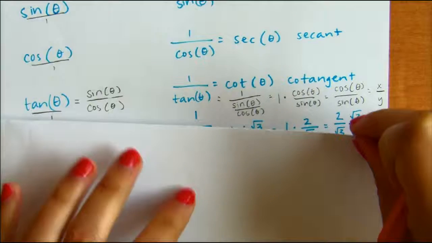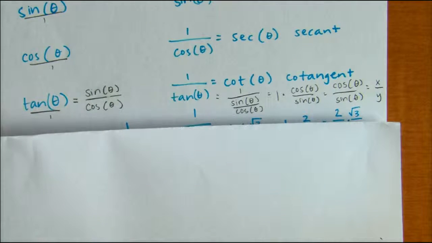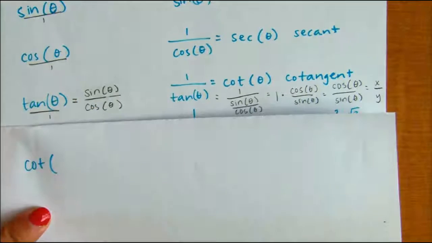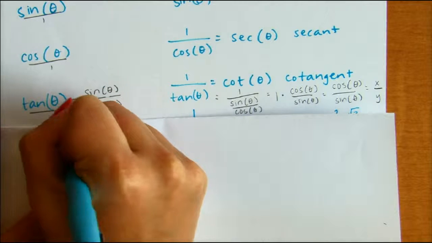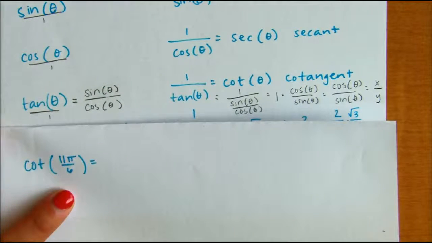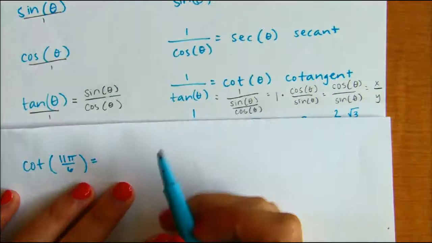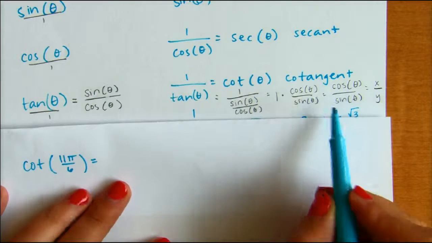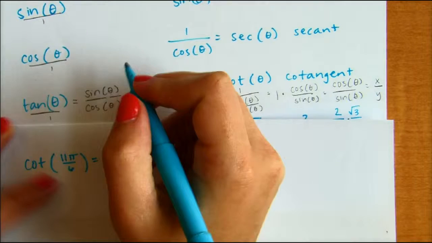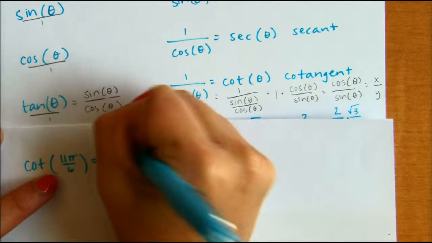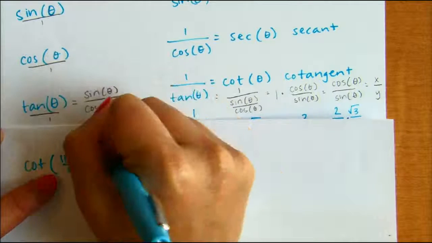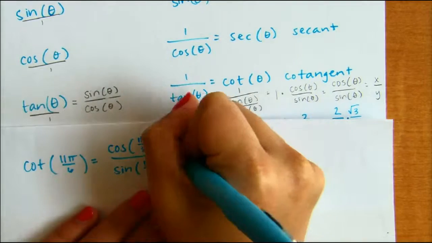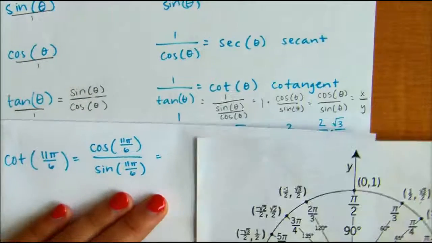Let's do one more practice problem with cotangent, and then you'll get to practice a little bit on your own. So if I asked you for cotangent of 11 pi over 6. So for cotangent, I'm taking 1 over tangent, or 1 over sine over cosine, or I'm taking my cosine value, dividing it by sine. So that's the same thing as cosine of 11 pi over 6, divided by sine of 11 pi over 6. Okay, so from there I'm going to look at my unit circle.